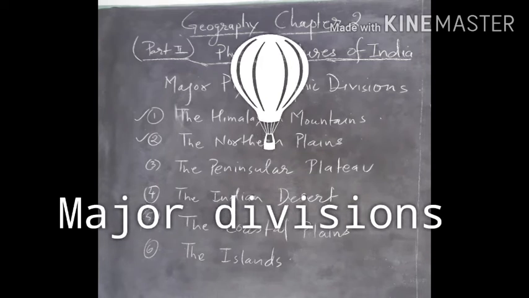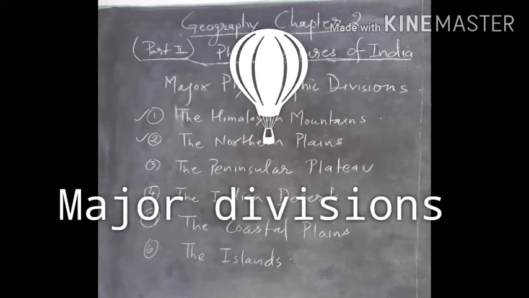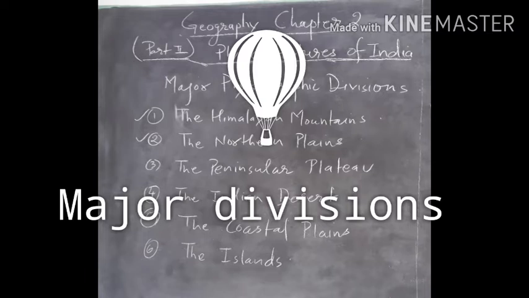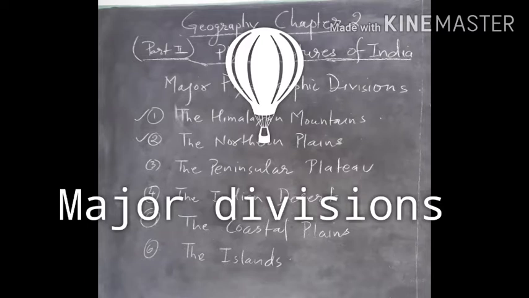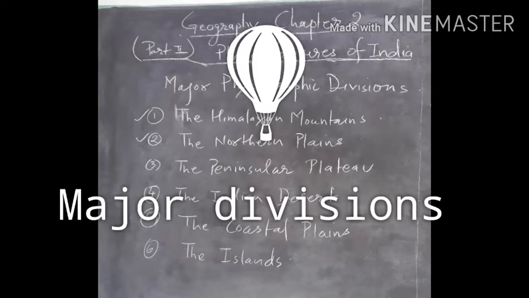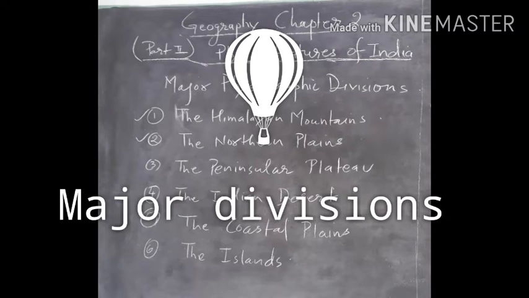This is the second video in continuation of the video which I uploaded 2 days back. In this video, I would like to explain the next part of this chapter. This is chapter 2, Physical Features of India. In this part, we discuss the physiographic divisions of India.